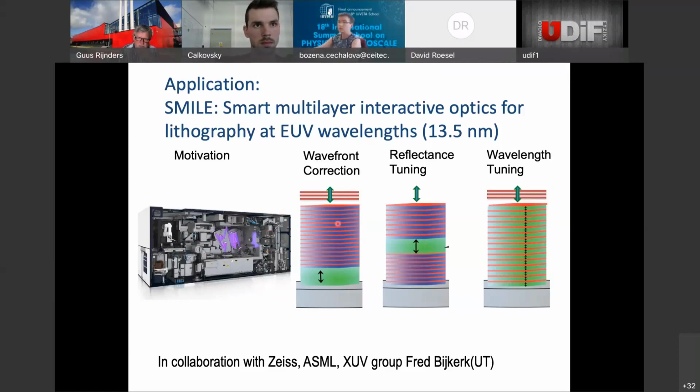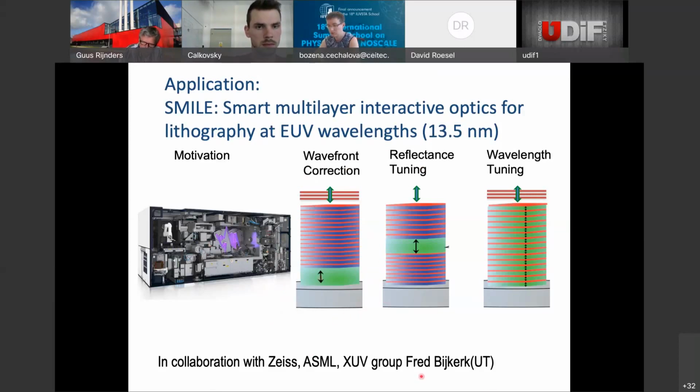Or you can just do wavefront correction, where you have patches of different smaller mirrors on top of a bigger one, where you change the wavefront, so to say.